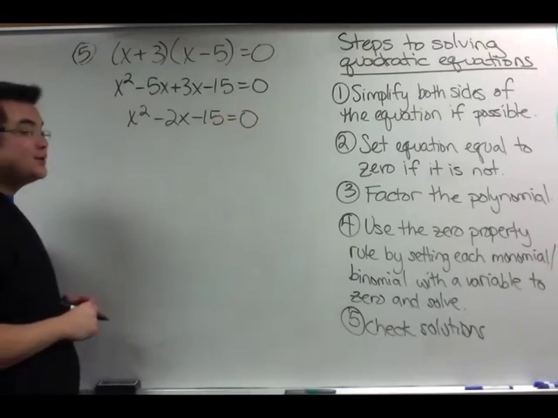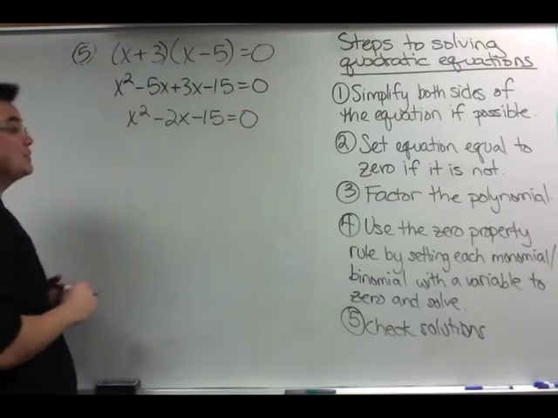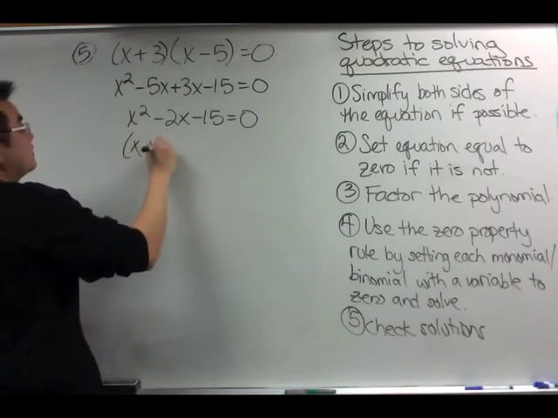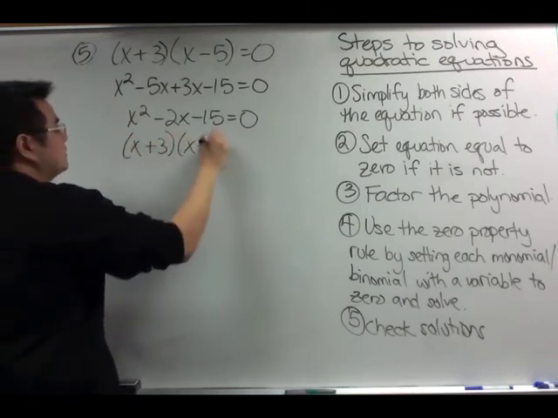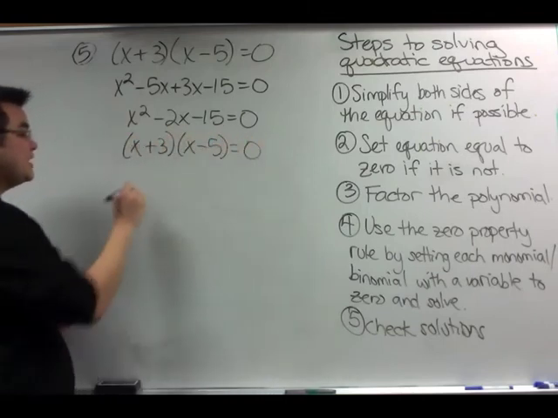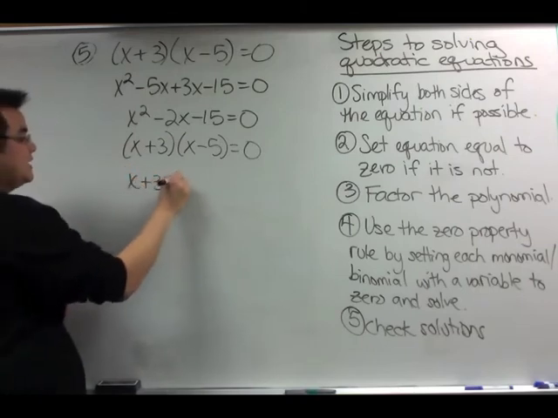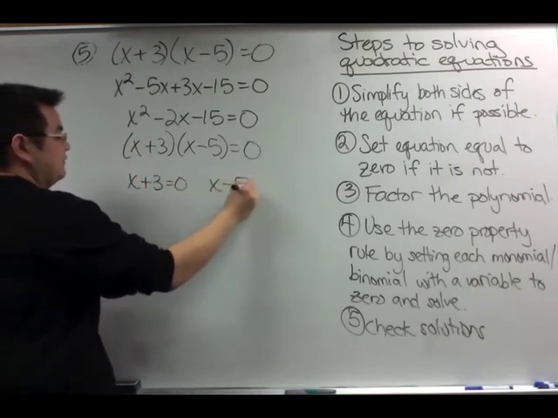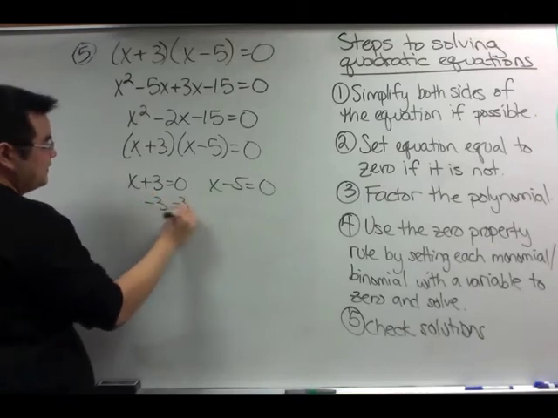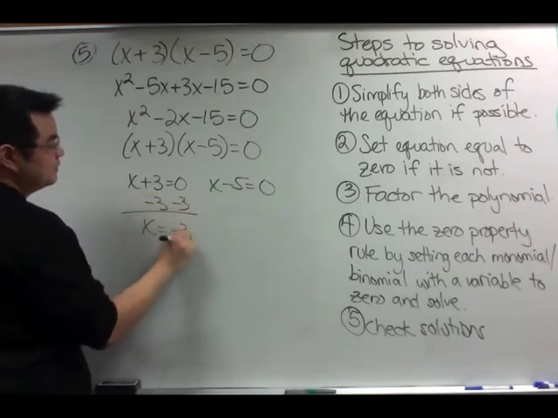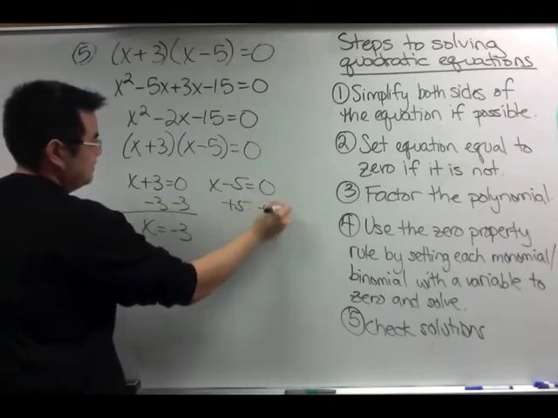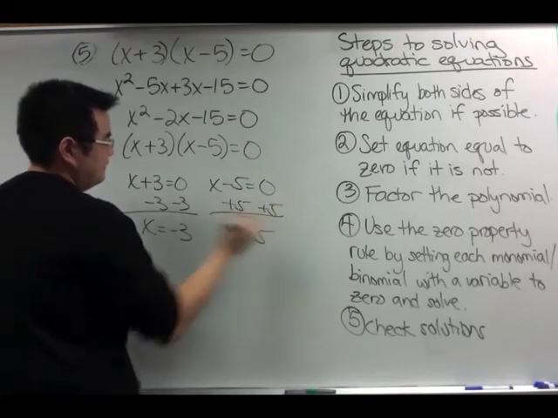Then we will proceed to factor the polynomial because it's set equal to 0. Then take each binomial, set it equal to 0, and solve. And when we solve, we get x equals negative 3, and x is equal to 5.